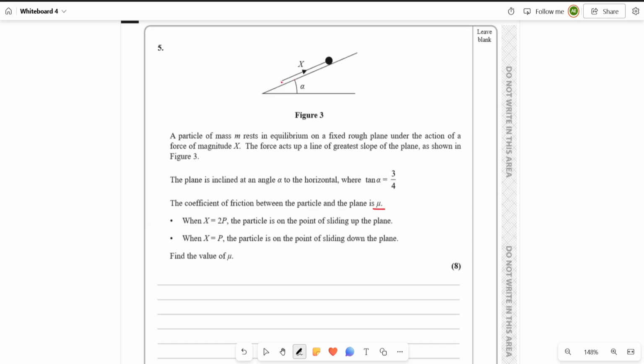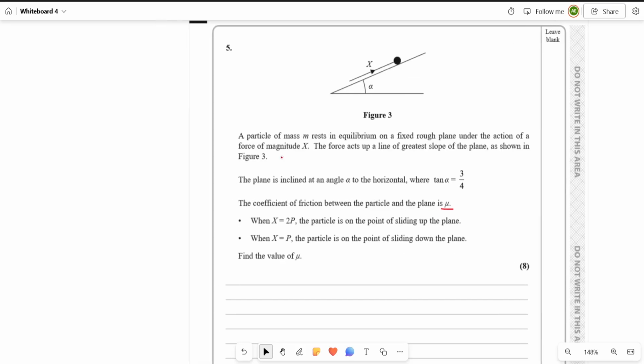So when the force is 2P, it's a high force. The particle is about to slide this way. But when the force is reduced to P, the particle is on the point of sliding down the plane. So when the force is P, that force is barely enough to just keep it in its position. It wants to slide this other way. And this is a super important idea. Let me go through the friction idea with you super quickly.